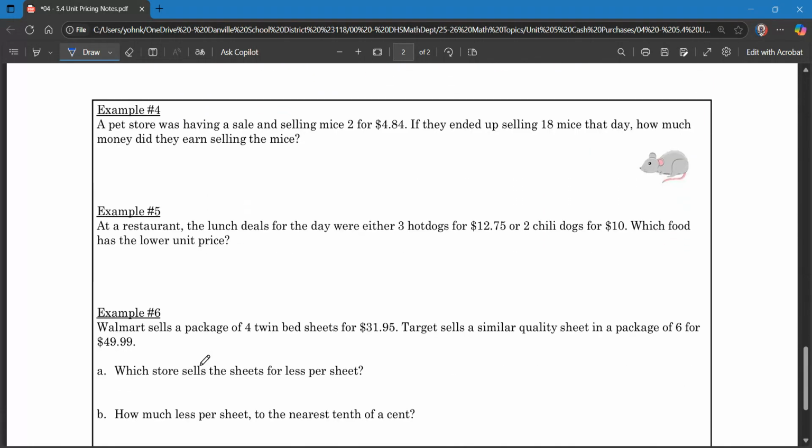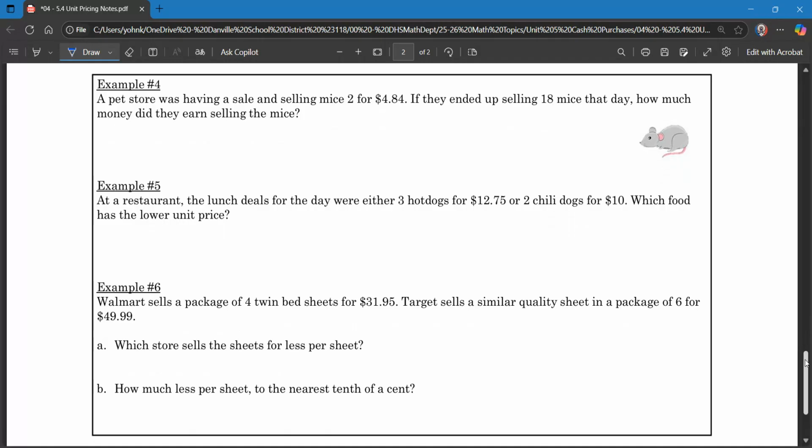All right, example number 4. A pet store is having a sale and selling 2 mice for $4.84. If they ended up selling 18 mice that day, how much money did they earn selling the mice? All right, well, I guess if we figure out how much each mouse is, its unit price, then we can use that to figure out if we sold 18. So we got 2 for $4.84, and we have to figure out how much is 18.